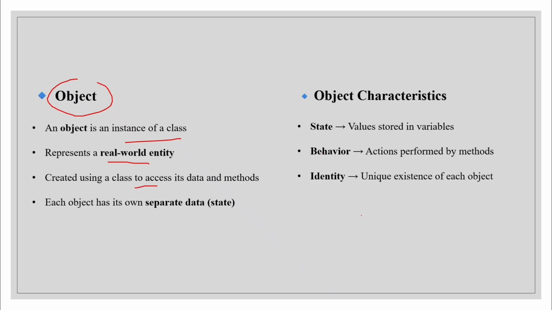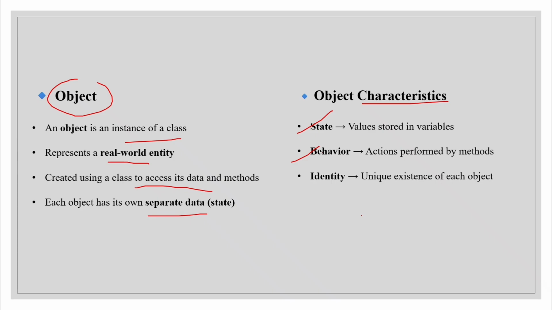And also, objects are used to access the data and the methods defined in a class. Also, every object has its own separate data. They don't share memory with each other. Now, every object has three main characteristics. One is state, which represents the data, the values stored in the variables. If name is equal to Bhavishya, Bhavishya is a value which is stored in the name variable. And the next one is behavior.